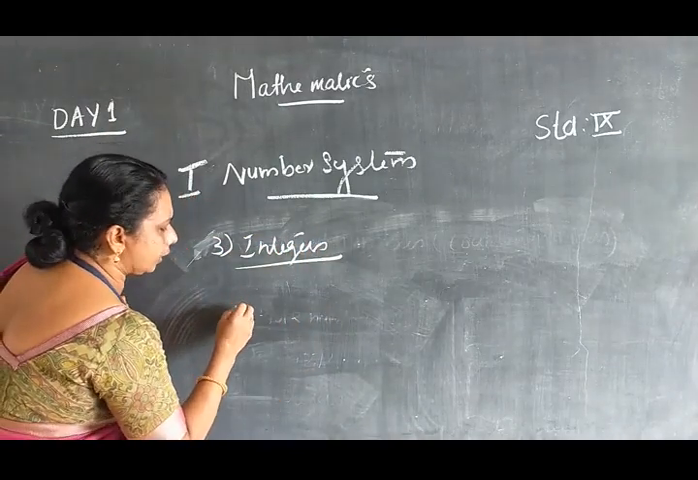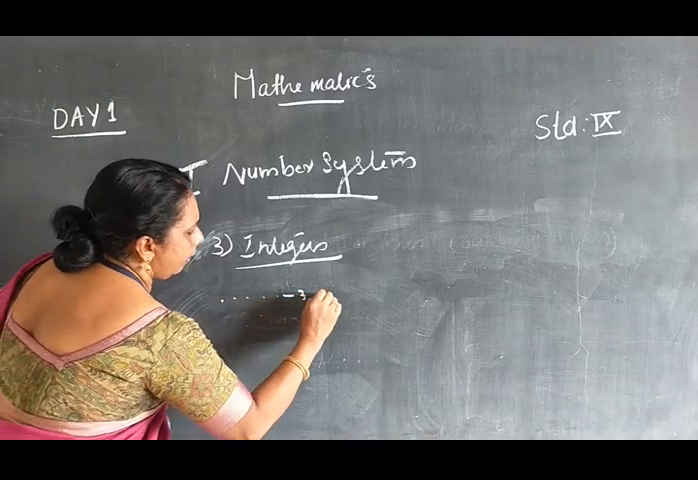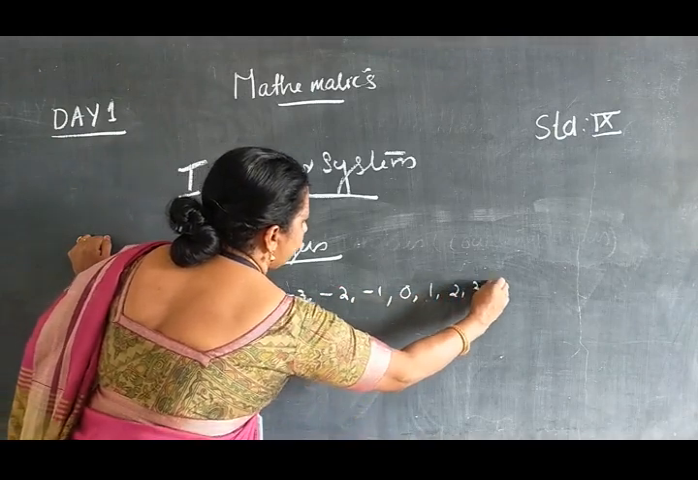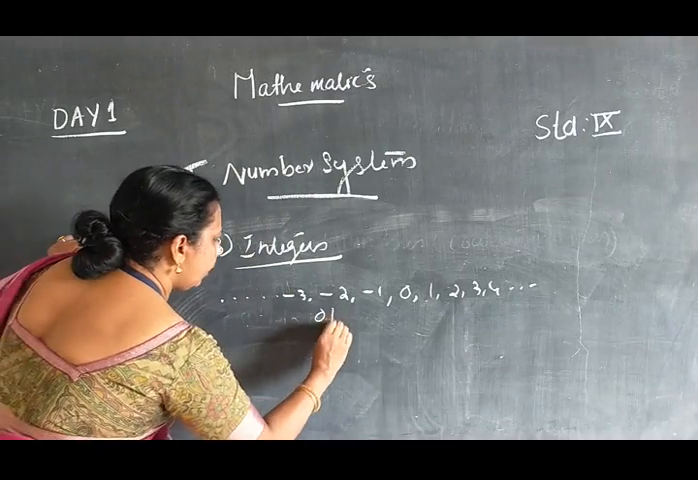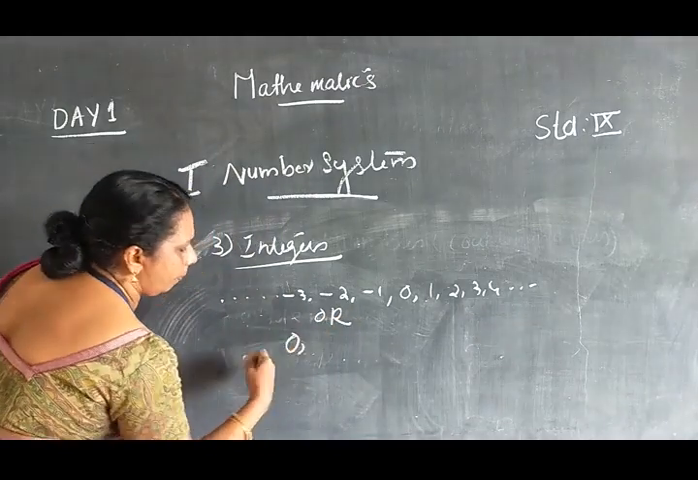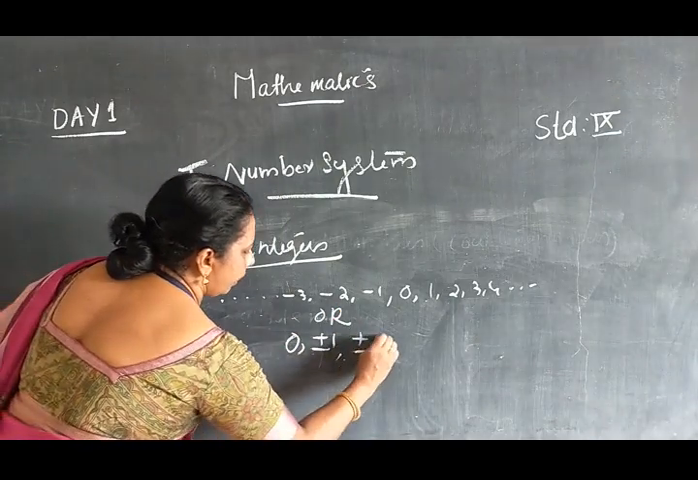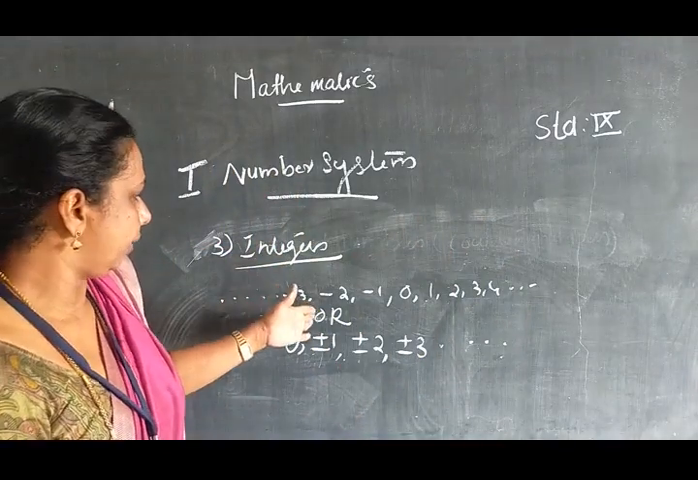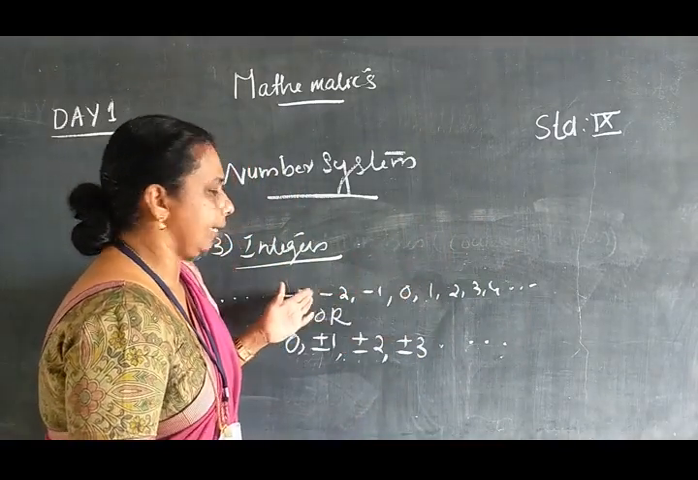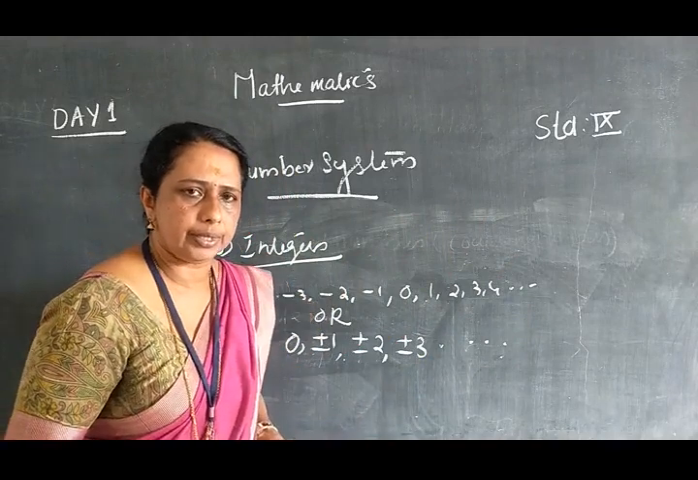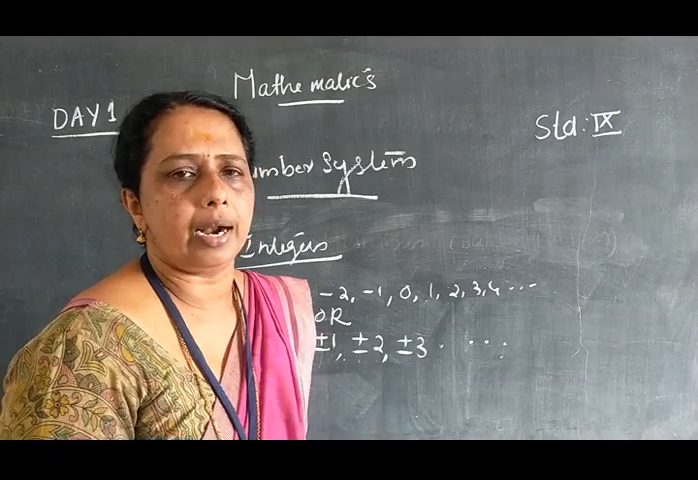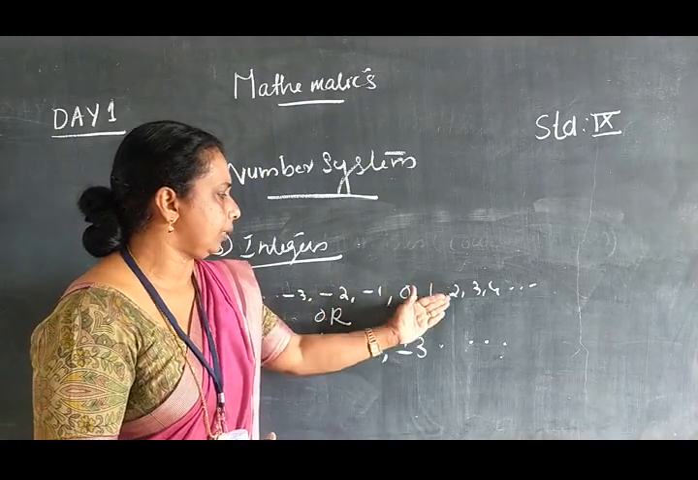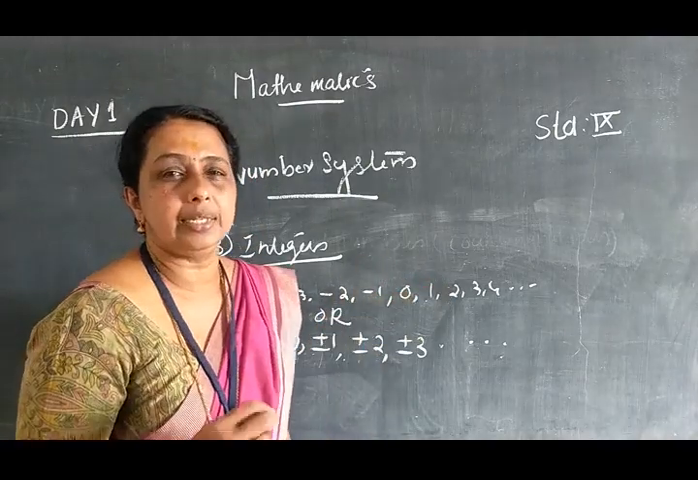We can write it as the collection of numbers minus 3, minus 2, minus 1, 0, 1, 2, 3, 4, etc. Or we can write it as collection of numbers 0, plus or minus 1, plus or minus 2, plus or minus 3, etc. are called integers. Integers means positive numbers, 0 and negative numbers.